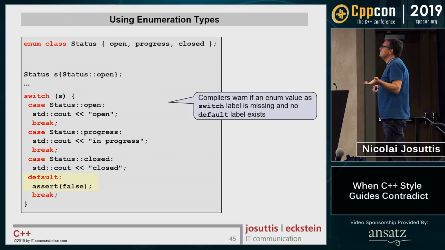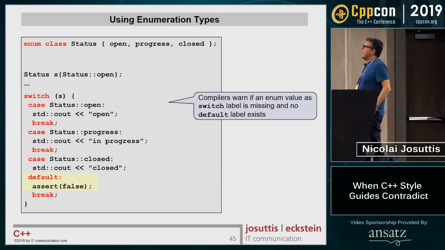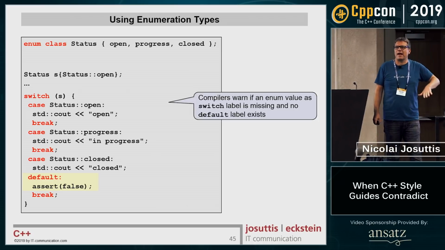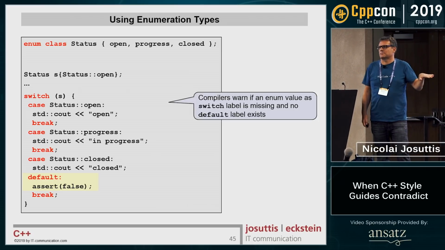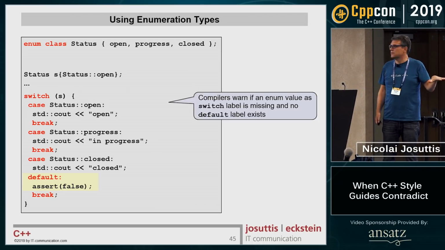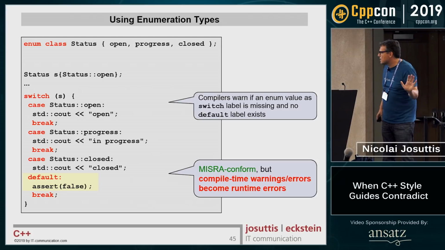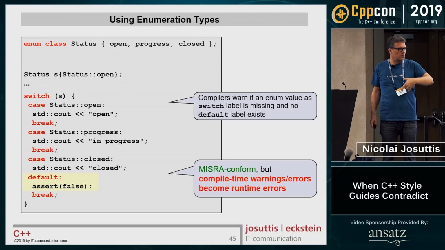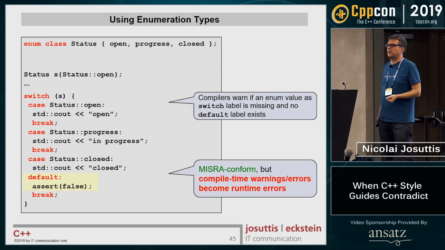That's tricky. The best we could come up with was have a default label and there having an assertion, which is still worse because we are Misra conform, but we are turning a compile time warning into a runtime error or compile time error. You can make it a compile time error.